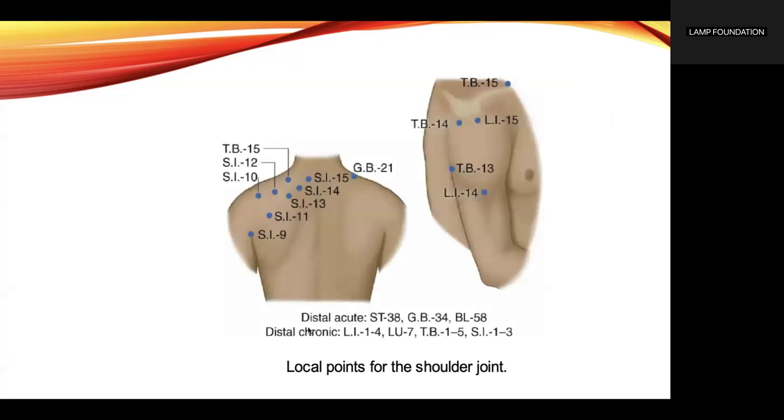The local points for the shoulder joint. Distal acute would be stomach 38, GB 34, and bladder 58. For distal chronic, LI 4, LI 1 to 4, lung 7, TB 1 to 5, SI 1 to 3.